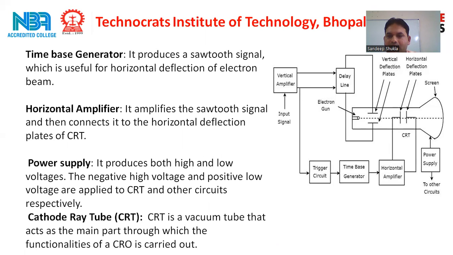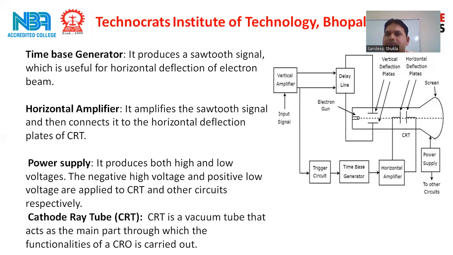Next one is the horizontal amplifier. The horizontal amplifier amplifies the sawtooth signal and then connects it to the horizontal deflection plates of the CRT. You can see here the horizontal amplifier connected to the horizontal deflection plates. Next one is the power supply. It produces both high and low voltage. The negative high voltage and positive low voltage are applied to the CRT and other circuits respectively.